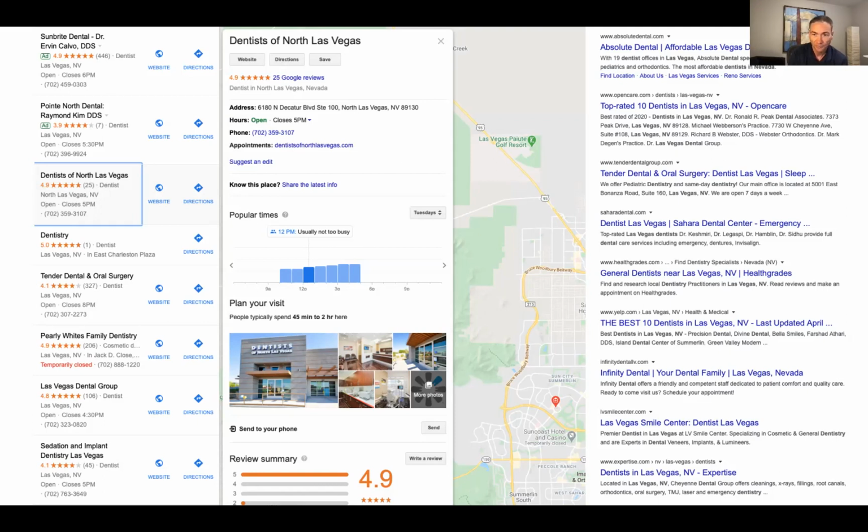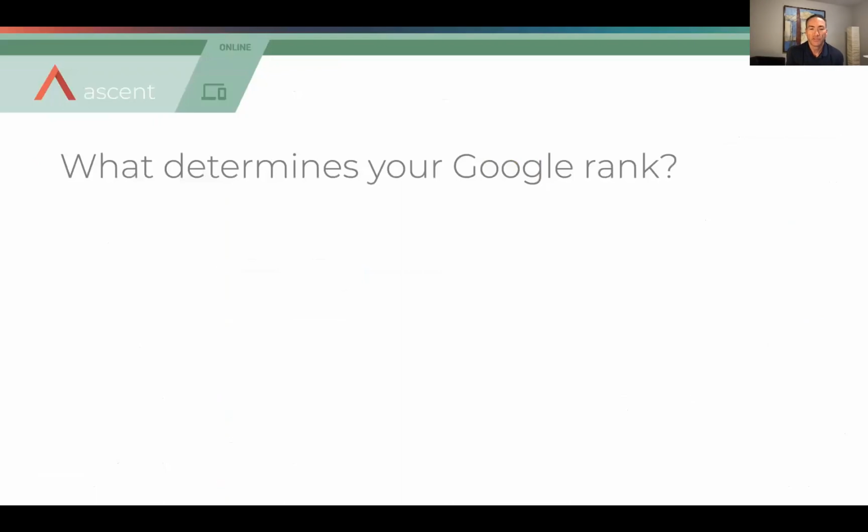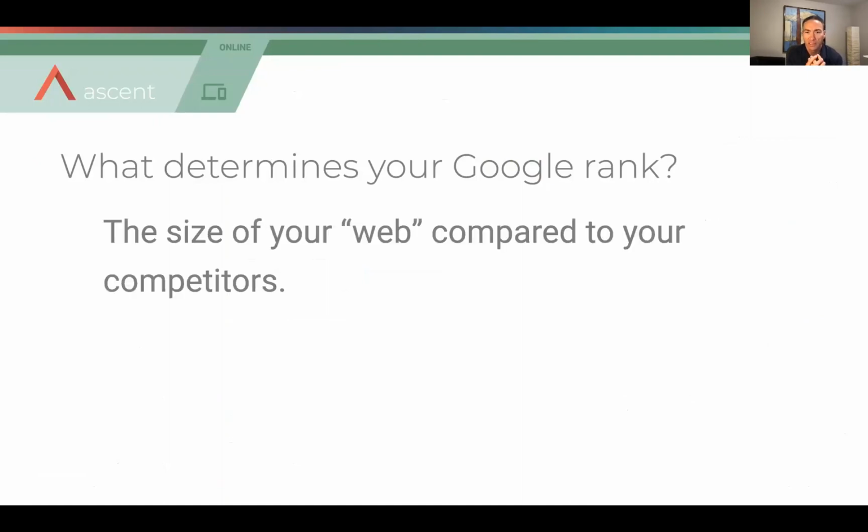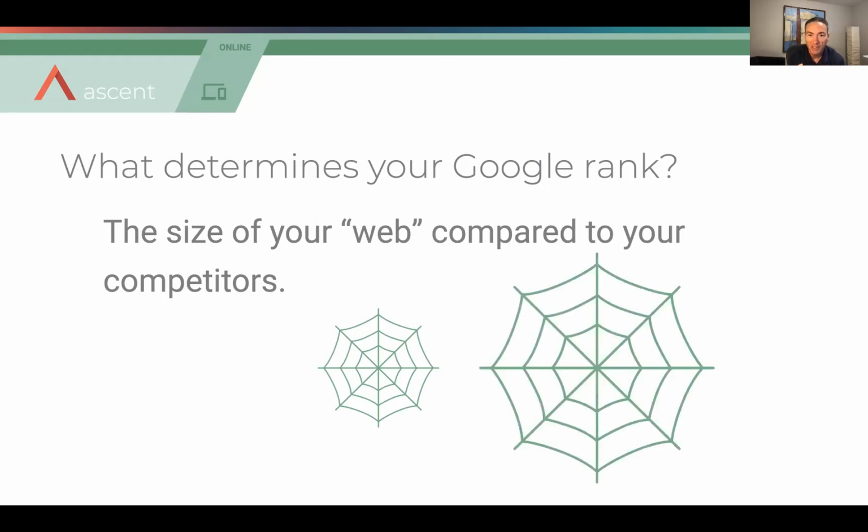Okay, so what determines your Google rank? The way I like to think about this, the analogy I've come up with, is thinking of it like a spider web, okay? The size of your web compared to your competitors is going to determine where Google ranks you. So you have your spider web you're building, and if your web is small compared to your competitors, you're not going to catch as many flies, so to speak.